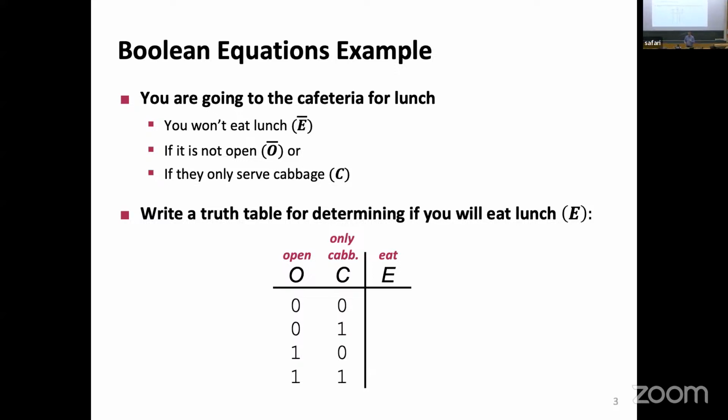Now, as stupid as this sounds, there are only four conditions here. It's either open or closed. There's either only cabbage or there is something else. Based on all these four conditions, it's not rocket science. We can just fill them in. Here, it's not open, I'm not eating. It's not open, I'm not eating. I don't care if there's cabbage. It's not open, guys, I'm not eating. And if it's open, I have to see, is there only cabbage? No. Then I'm eating. If there's only cabbage, no, I'm not eating. My God, how complicated life can be.